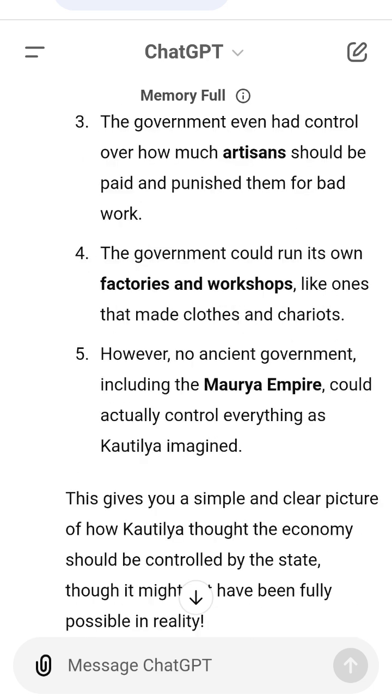4. The government could run its own factories and workshops, like ones that made clothes and chariots. 5. However, no ancient government, including the Maurya Empire, could actually control everything as Kautilya imagined. This gives you a simple and clear picture of how Kautilya thought the economy should be controlled by the state, though it might not have been fully possible in reality.